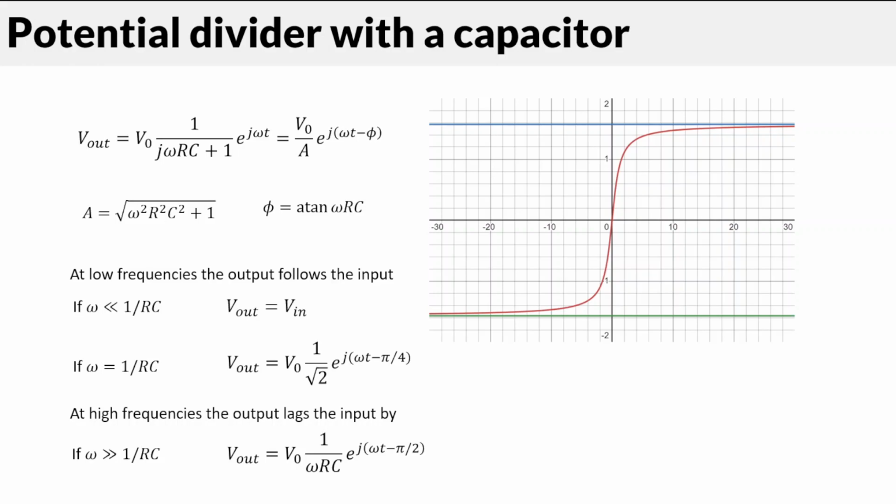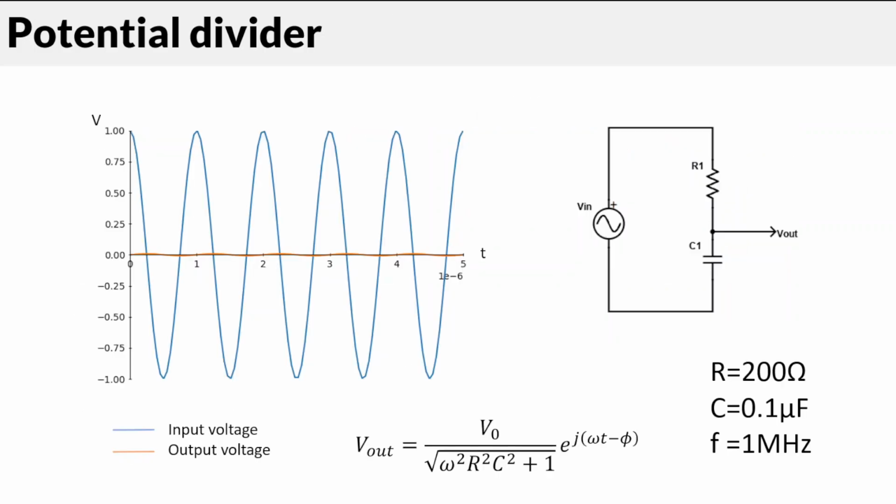So let's look at what that really looks like for an oscilloscope trace in a real example. Here we've got a resistance of 200 ohms, a capacitance of 0.1 microfarads, and a 1 megahertz frequency. So this is in the very high frequency range, a million cycles per second. The blue line is my input voltage, and the orange line is my output voltage. This is a really, really big number at the bottom here, and so the output voltage is very, very small because omega is so big.